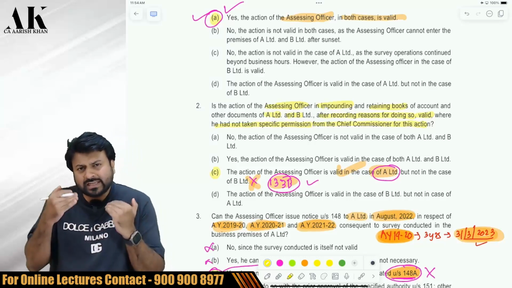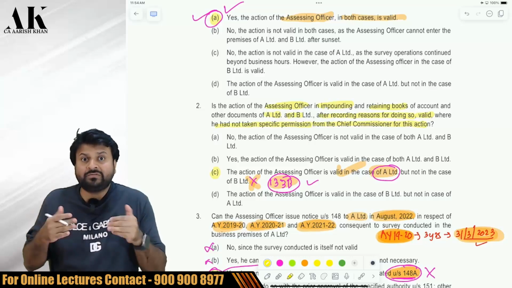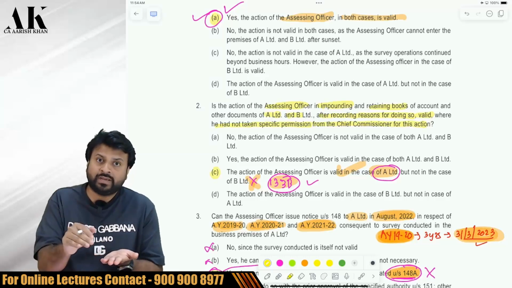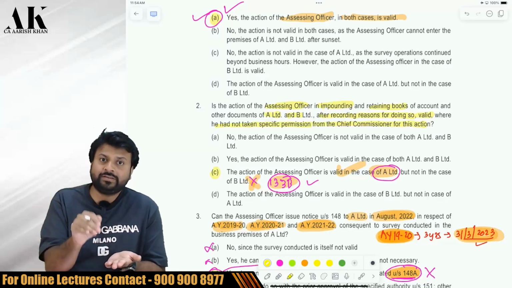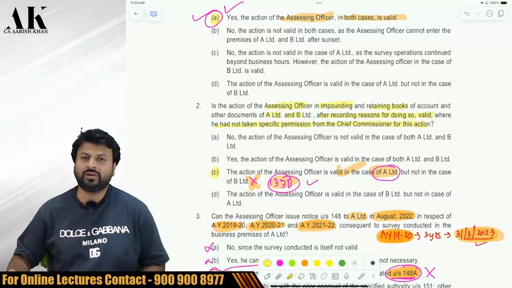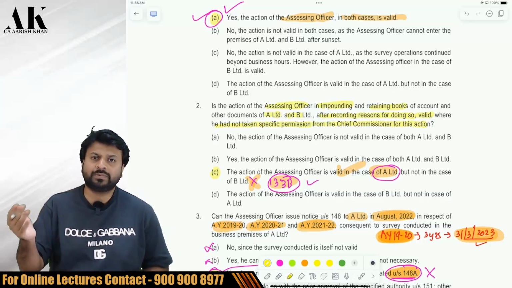Because survey itself is a power, and within that power, within 133A, he has already taken an approval from higher authority to do survey. And if that is the power which is already given to him, there is no need to take separate approval from the chief CIT or any other authority for the purpose of impounding the books.